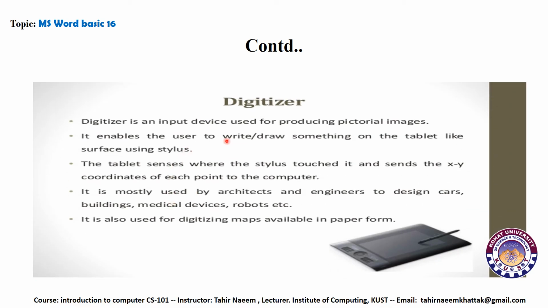Digitizer is an input device used for producing pictorial images. It enables the user to write or draw something on a tablet-like surface using a stylus. The tablet senses where the stylus touches it and sends the XY coordinates of each point to the computer. It is mostly used by architects and engineers to design cars, buildings, medical devices, robots, etc. It is also used for digitizing maps available in paper form.